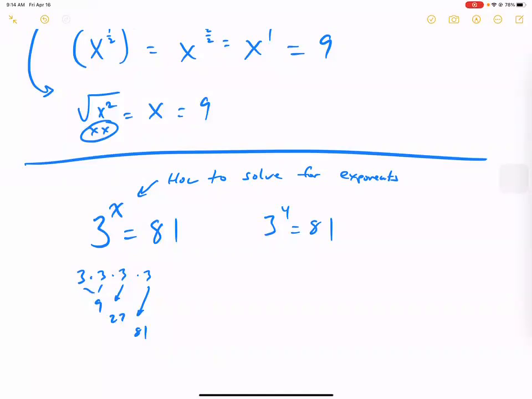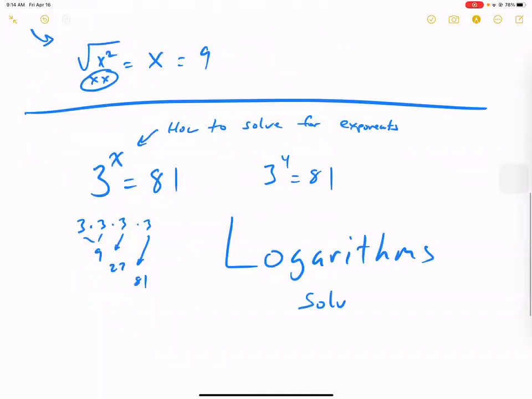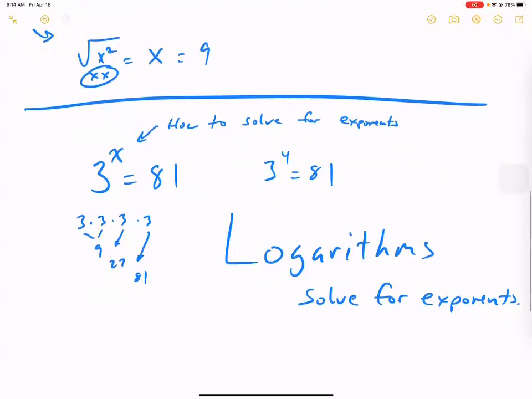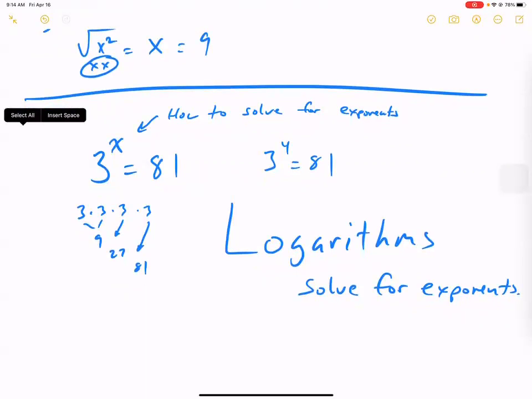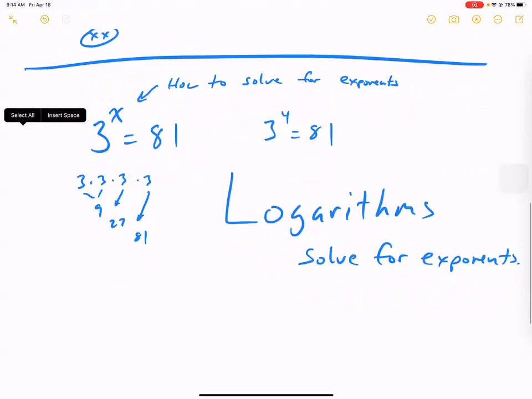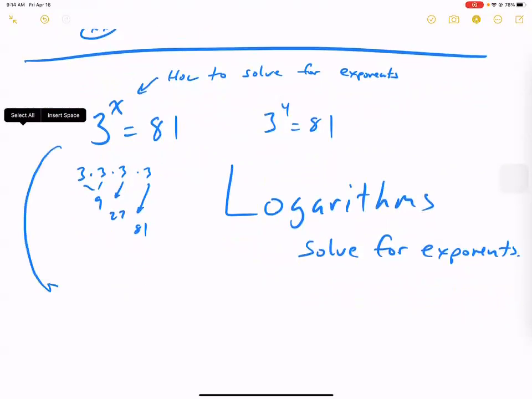We will solve for exponents using not square roots, not radicals, but logs, logarithms. Logarithms solve for exponents. Okay, and this is what we're doing today. Now, if you have a scientific calculator with you, I'm going to show you our way here.